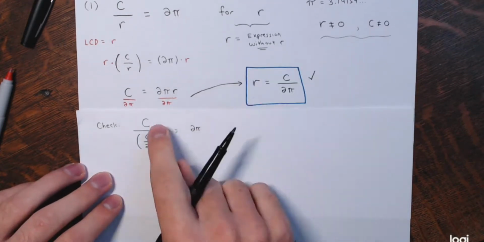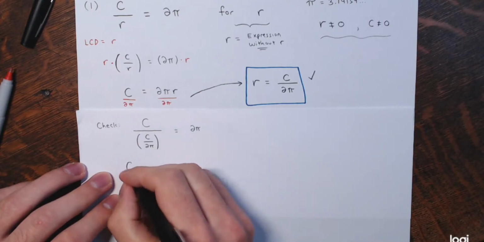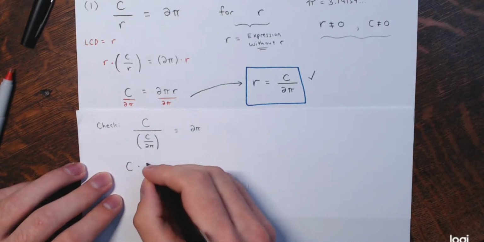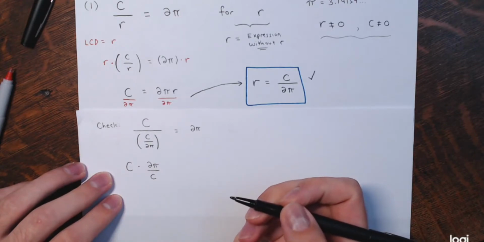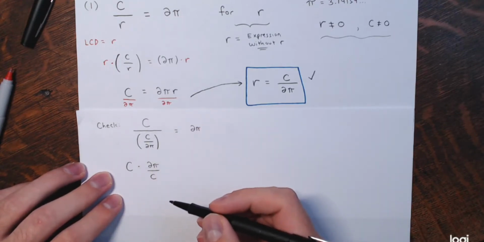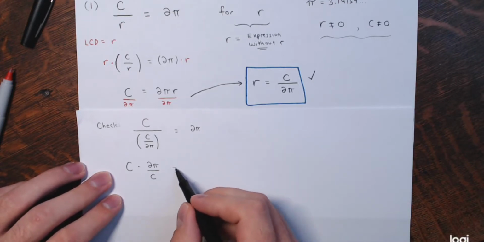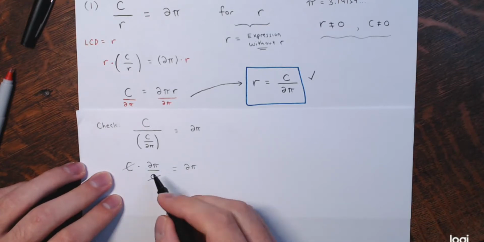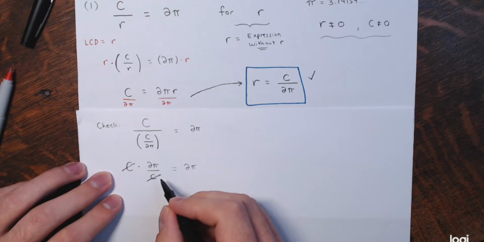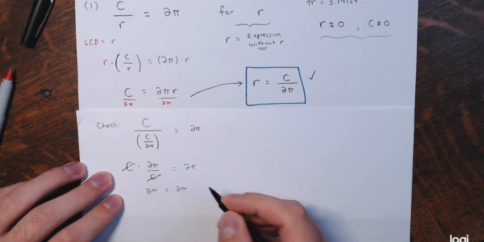Well, the left side, you have c divided by c over 2 pi. That's the same thing as c times 2 pi over c. Remember how you can write division problems as multiplication problems. Dividing by something is the same as multiplying by the reciprocal. And then you see the c's are canceling here. And you get 2 pi on the left equals 2 pi on the right.